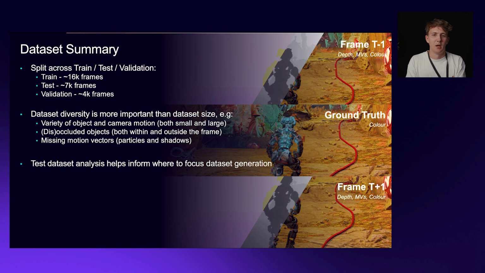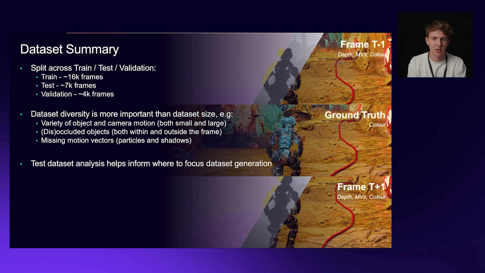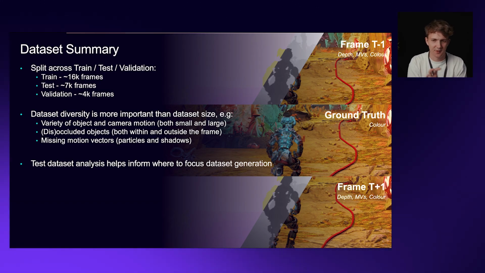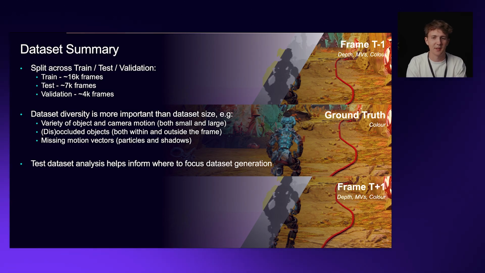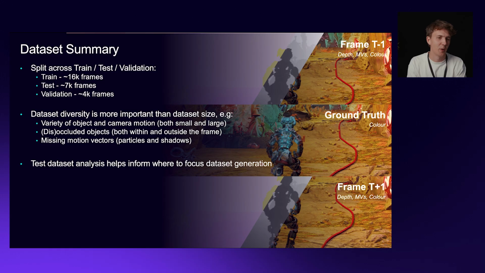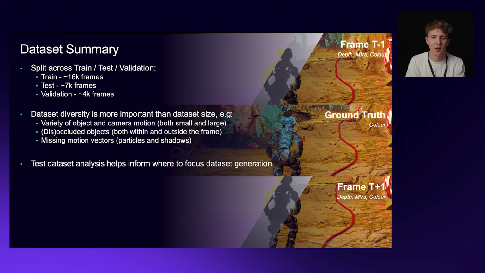And then in terms of our training data set, the final dataset is split into roughly 16,000 frames, with 7,000 for test and 4,000 for validation. And we found that dataset diversity is way more important than dataset size. So we have a lot of diverse content in there. We have a variety of object and camera motion, both small and large. And we also include different camera movements that stress test all different disocclusion scenarios. And also we include cases where motion vectors are not correct, such as particle shadows. And this is to ensure that the model learns the correct motion vector optical flow decision criteria.